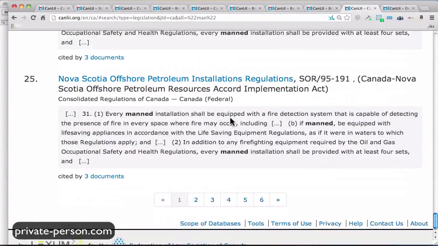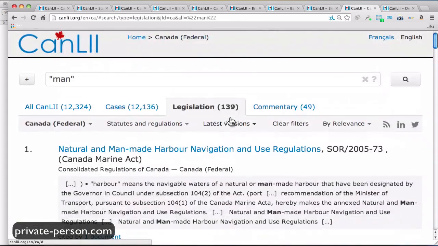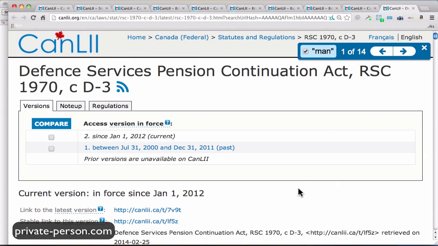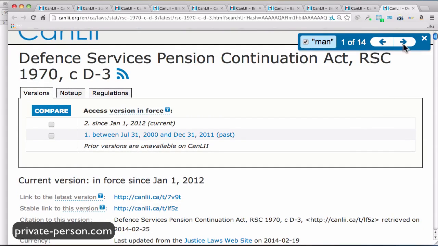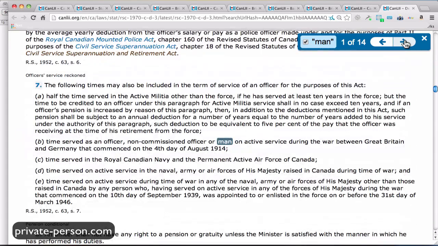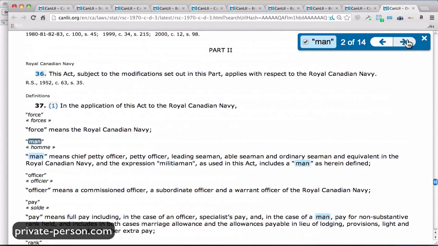Manned installation. So again, there's more pages there for you to look through, but I found it very interesting that man in the Federal Act is associated with defense issue, military stuff. It's in Defense Services Pension 14 times. And time served as officer, non-commissioned officer, or man on active duty. Really? Here's the definition of man in Part 2.